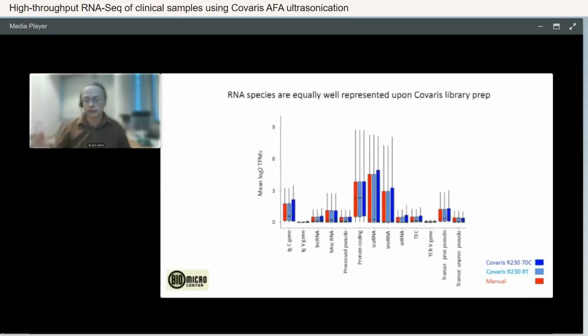How about classes of transcripts? Here again, we're really not seeing anything different, whether we're looking at protein coding genes, snoRNAs, transcribed processed pseudogenes, and all of the other classes that are annotated. We're seeing very little difference. In fact, the biggest difference was whether we pre-treated it at 70 degrees or not before we put it in.